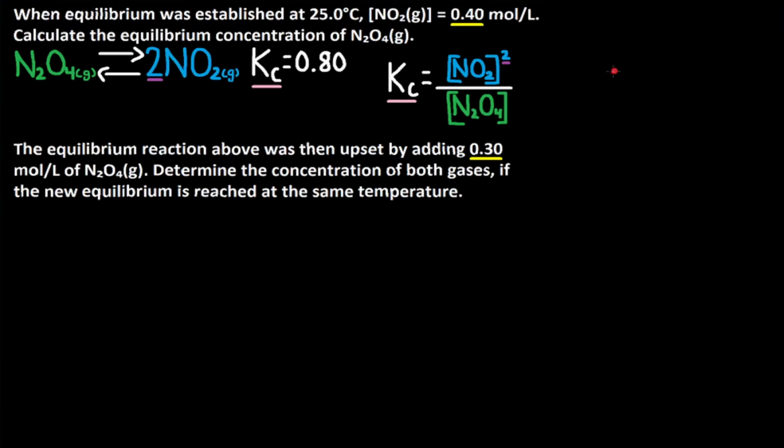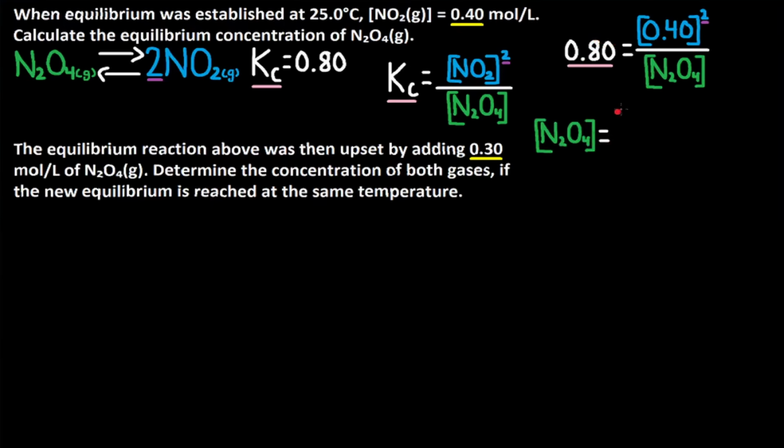Now let's plug in the numbers we have. Kc is equal to 0.80 and NO2 is equal to 0.40, divided by N2O4, since we don't know what that is. To get the value of N2O4, we need to move this diagonally up, and then that means we have to move 0.80 diagonally down. So we have N2O4 is equal to 0.40 divided by 0.80. And when you calculate this out in your calculator, N2O4 will be equal to 0.20 moles per liter. And we're going to need this value to answer this question.